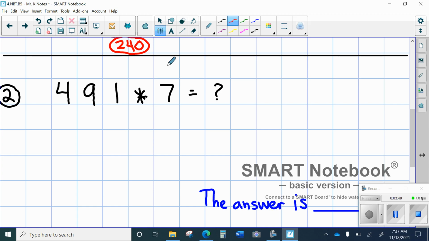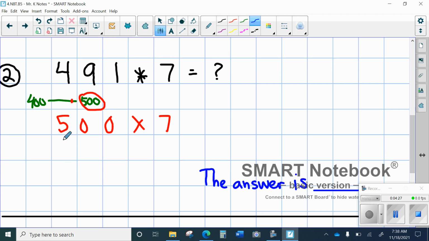This time we have the number 491. So 491 is going to be between 400 and 500. Let's think. Is 491 closer to 400 or is it closer to 500? If this was my number line, I would say it's probably right about here. So it's going to be closer to 500. My new problem is going to say 500 times 7. 491 rounds to 500.